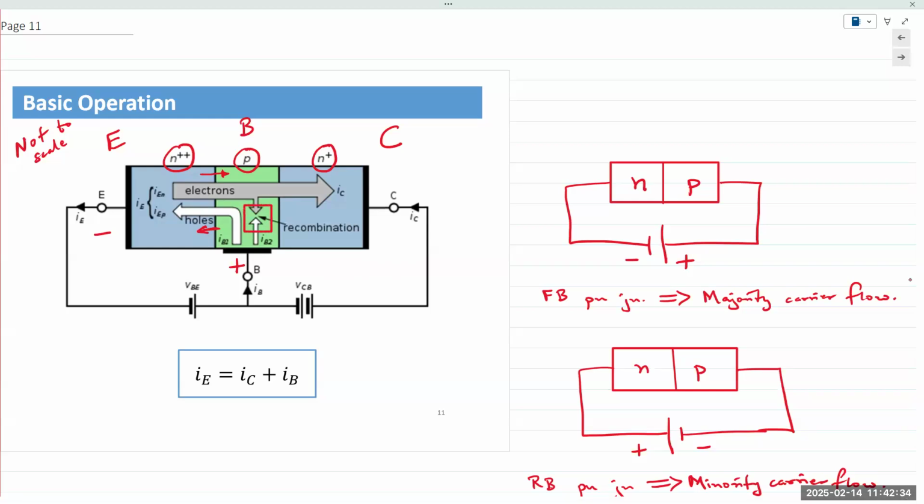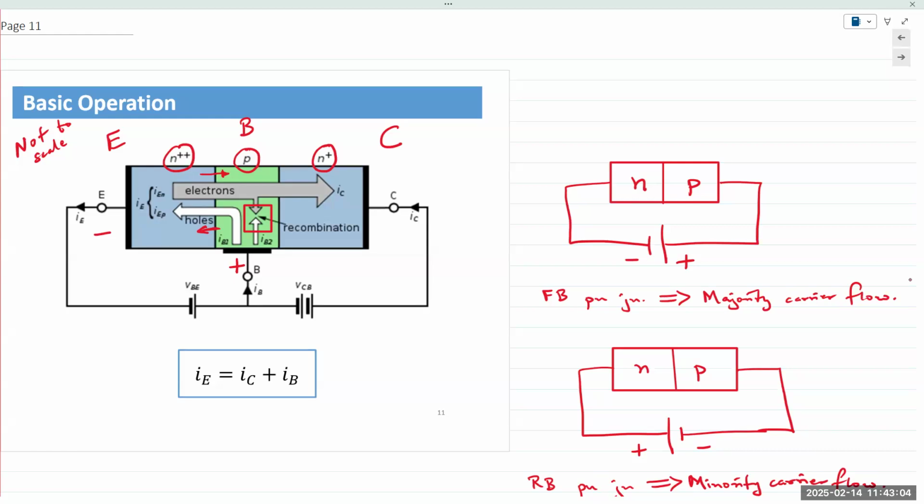And then there are holes that are moving into the emitter region, right? So you have current flow that takes place. However, the base is lightly doped, and that's the critical aspect of how and why a BJT operates. So the number of holes that are crossing over into the emitter is far smaller than the number of electrons that are crossing over into the base.